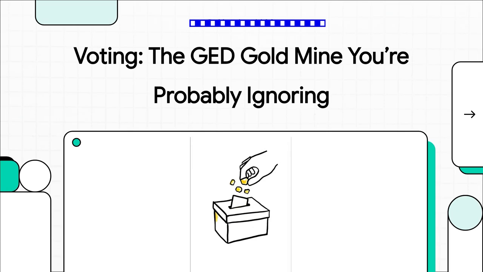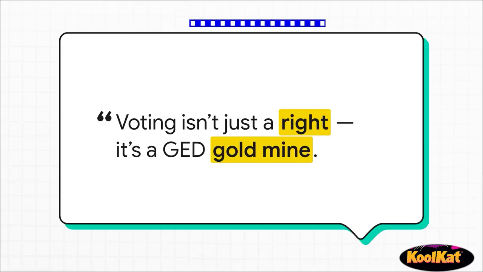So let's talk about a topic you probably see on your GED study list, and you're just like, civics. I get it, but trust me, this is way different. We're talking about voting, and it is a legit GED goldmine you are probably ignoring. Yep, you heard me. I want you to burn this into your brain, okay? Voting isn't just a right, it's a GED goldmine.